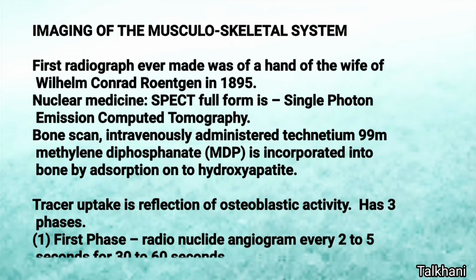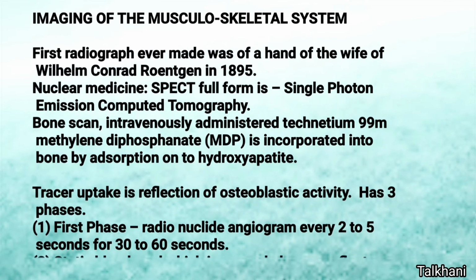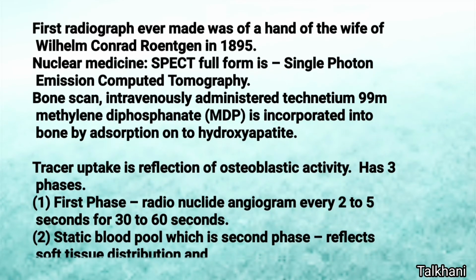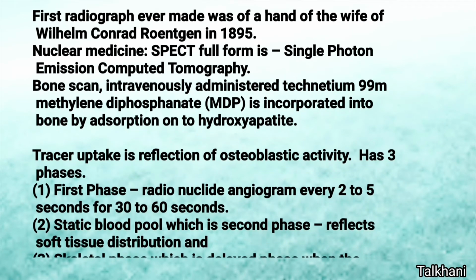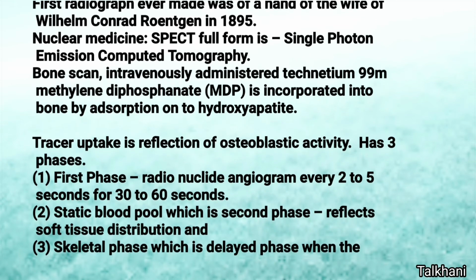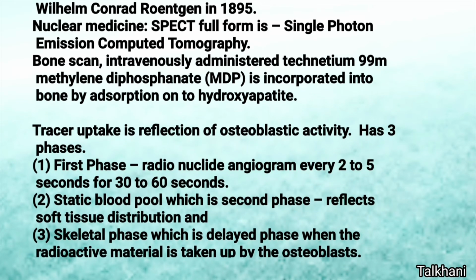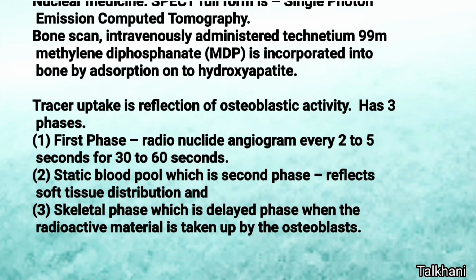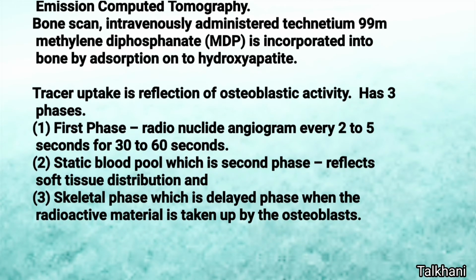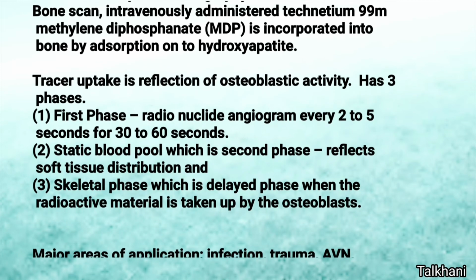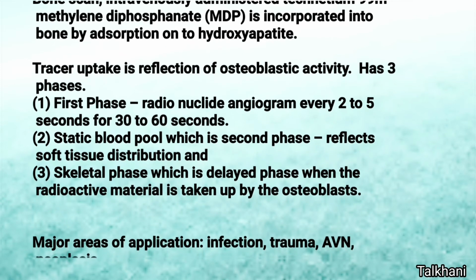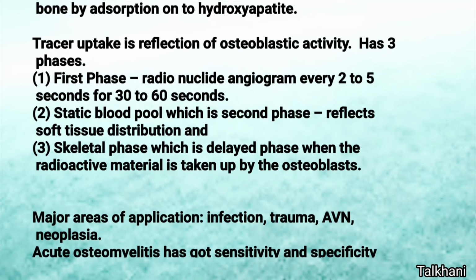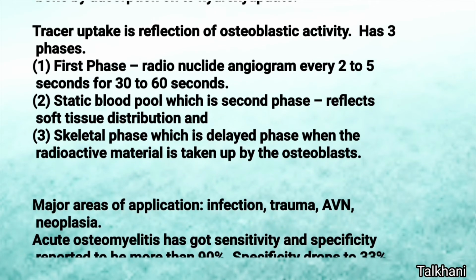Acute osteomyelitis has sensitivity and specificity reported to be more than 90%. Specificity drops to 33% when underlying bone pathology is present with infection. Most authors believe the leukocyte imaging is superior to gallium imaging for cases of complicated osteomyelitis. Leukocyte imaging is not related to bone turnover of the tracer and is more specific for infection where neutrophils are in abundance.